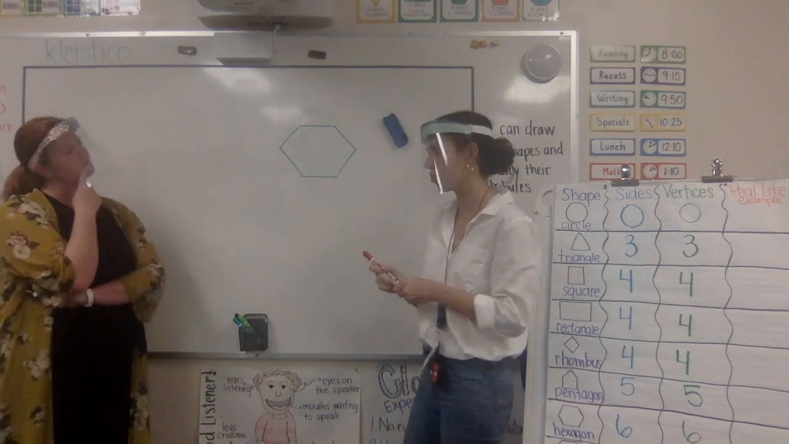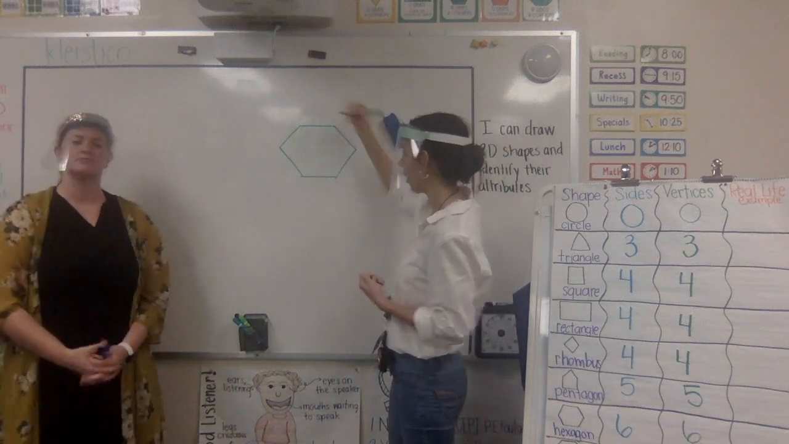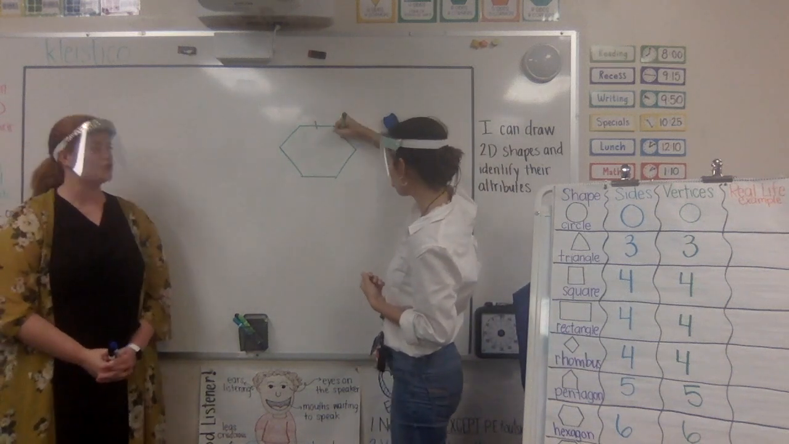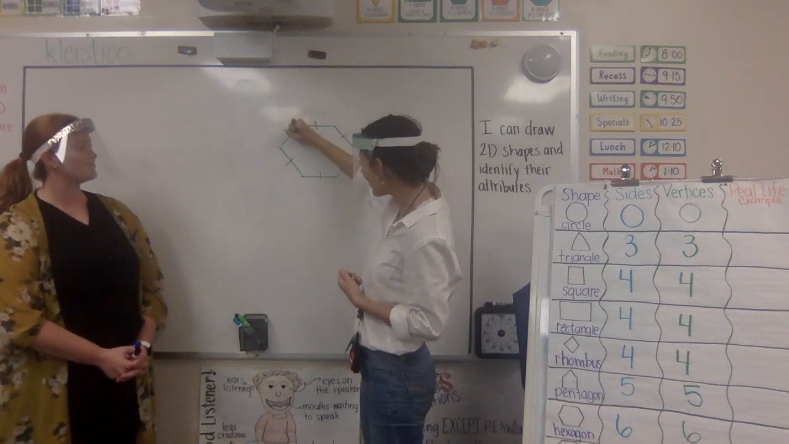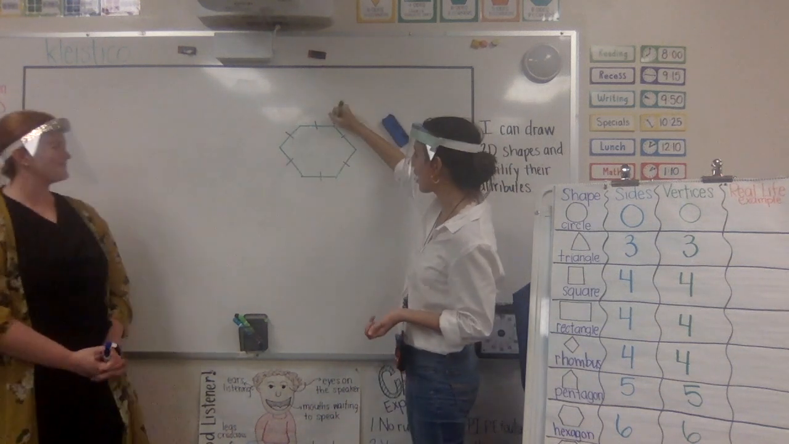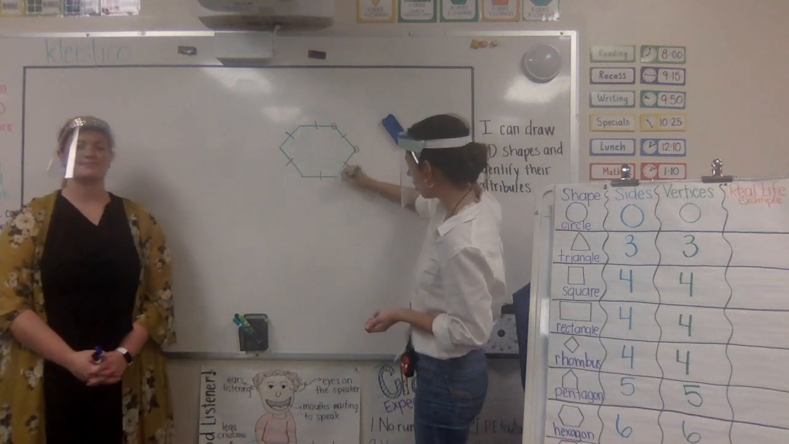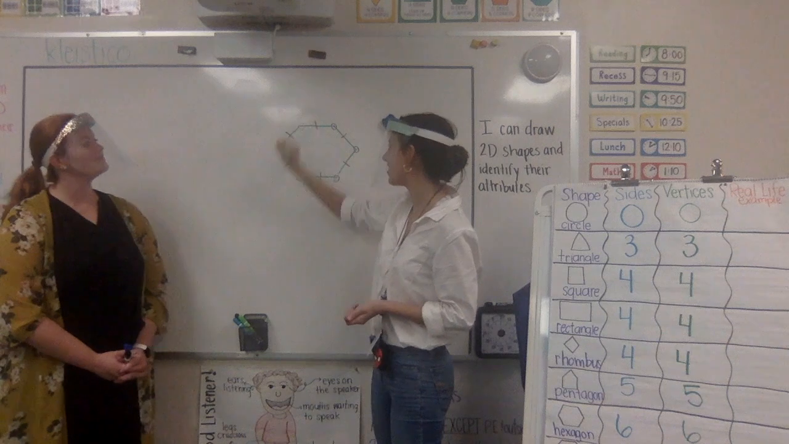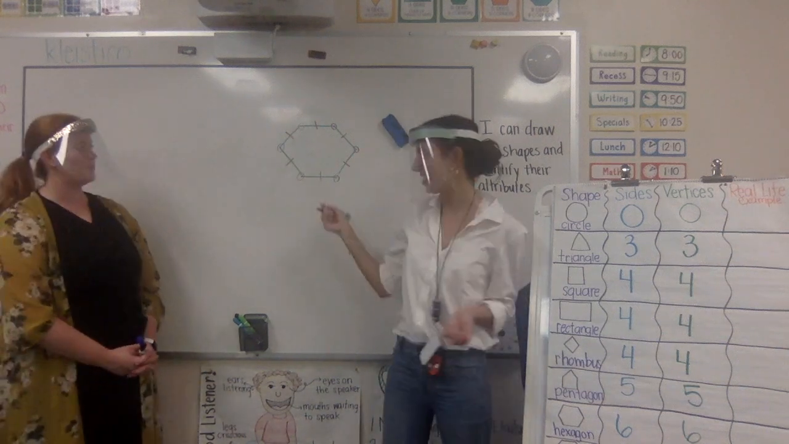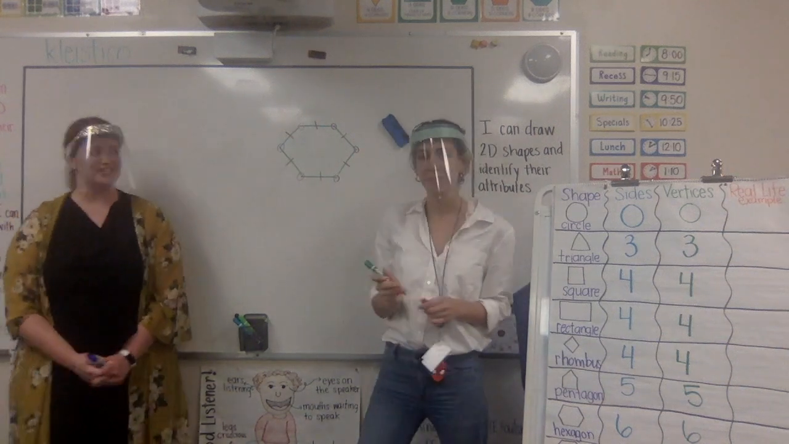Well, let's check and make sure that it has all those attributes. I have 1, 2, 3, 4, 5, 6 sides. And I have 1, 2, 3, 4, 5, 6 vertices. So this is our hexagon. Very good job, Miss Lustico.